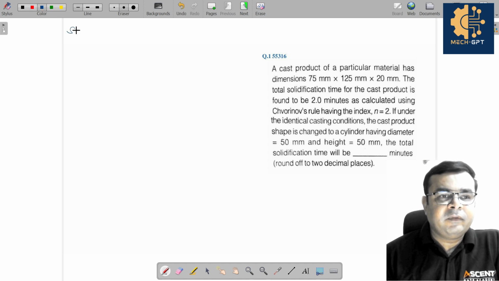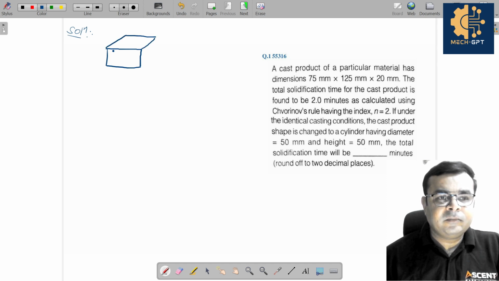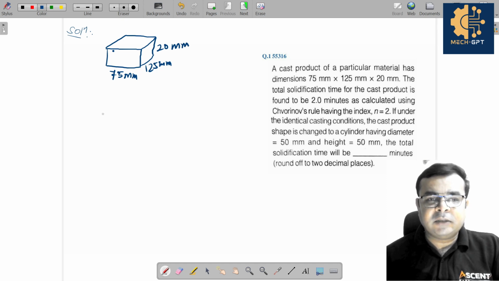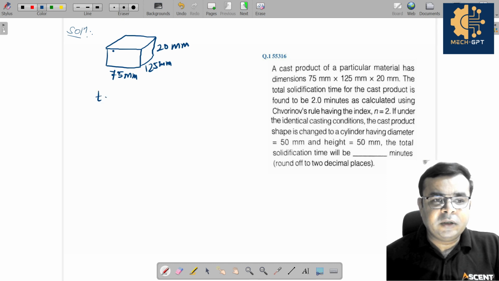So let's see, if I write the complete solution of this question, then you can see here a cast product whose size is given, correct? So let's say this is a product which is made by casting process and its dimension is given, that is 75 mm by 125 mm by 20 mm. The total solidification time for the cast product is found to be 2 minutes.